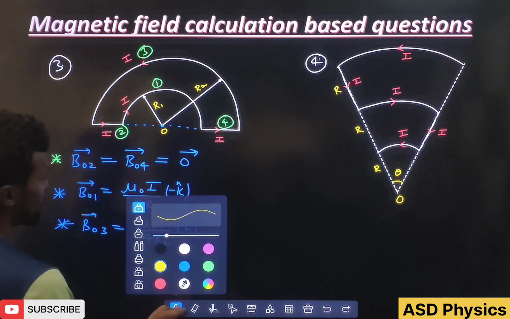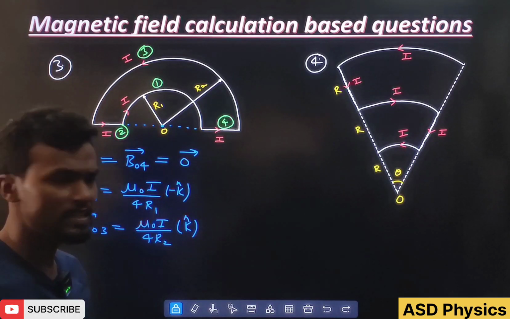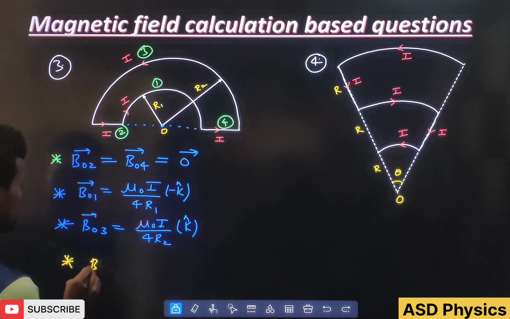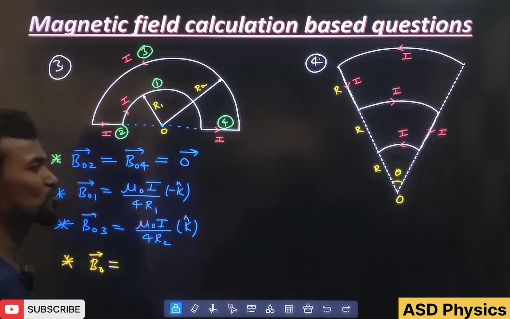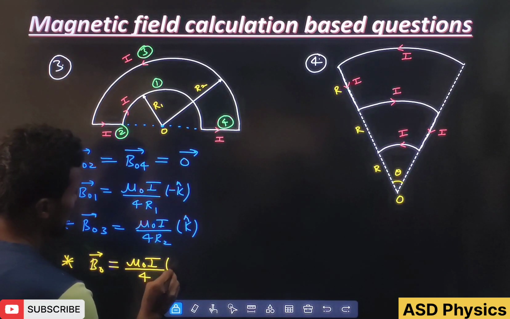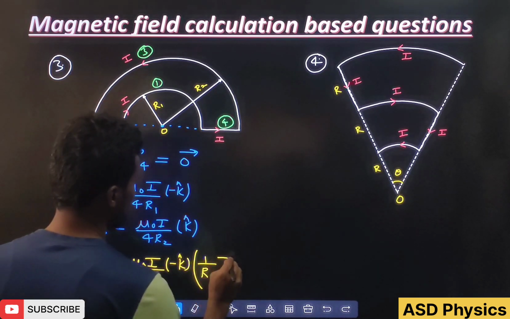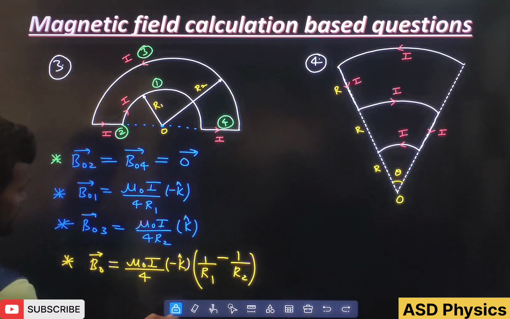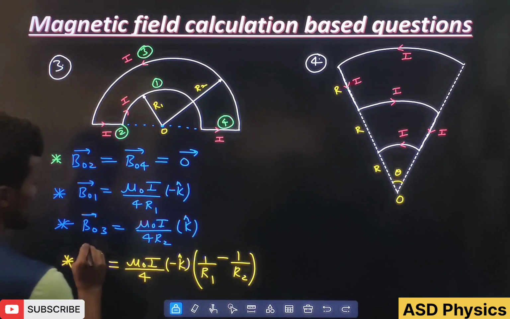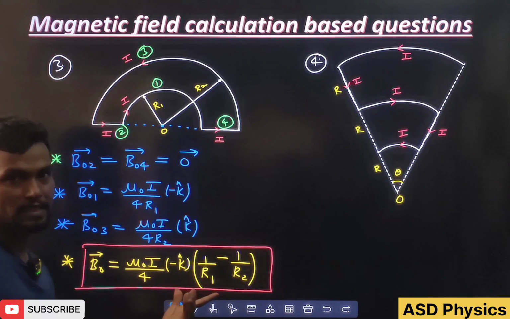And you know very well, students, which magnetic field will be more? Anyhow, R1 is less, so magnetic field B naught 1 will be more. So the total magnetic field B naught, that means B naught 1, B naught 2, B naught 3, B naught 4, all this. When you simplify this, I will write mu naught I by 4, and here minus k cap, and it will become 1 by R1 minus 1 by R2. Because due to radius R1, magnetic field will be more, the resultant magnetic field at point O will be inward. That's why I have written like this.